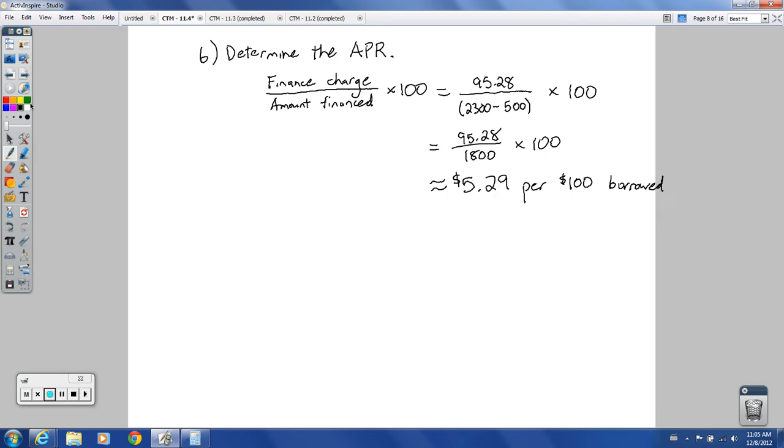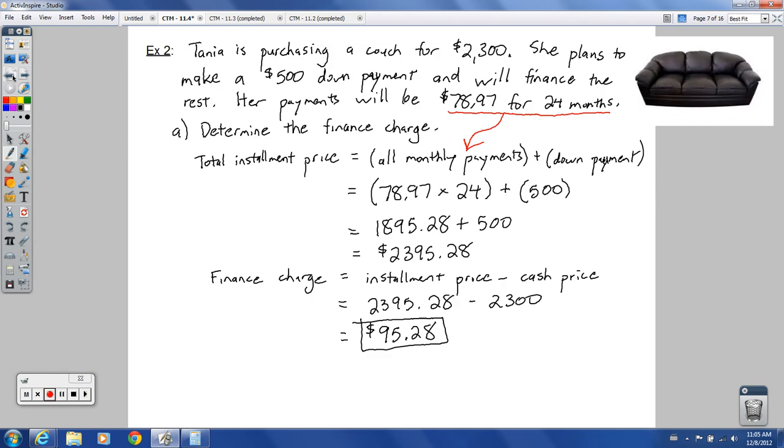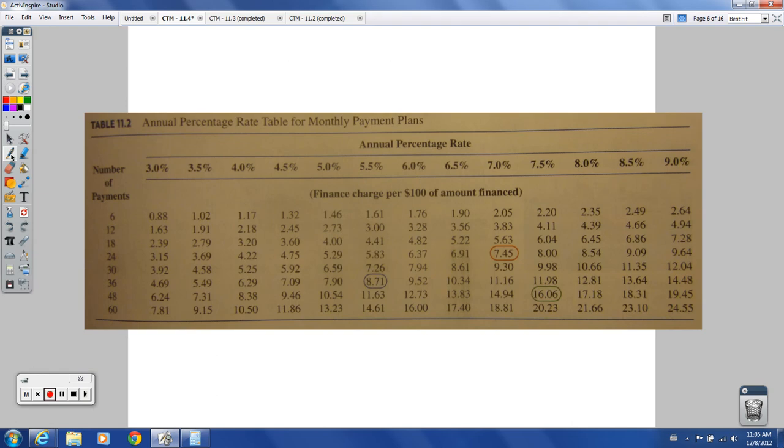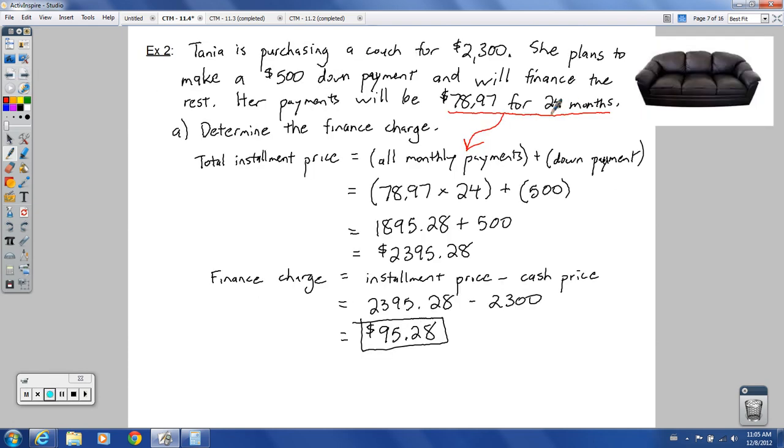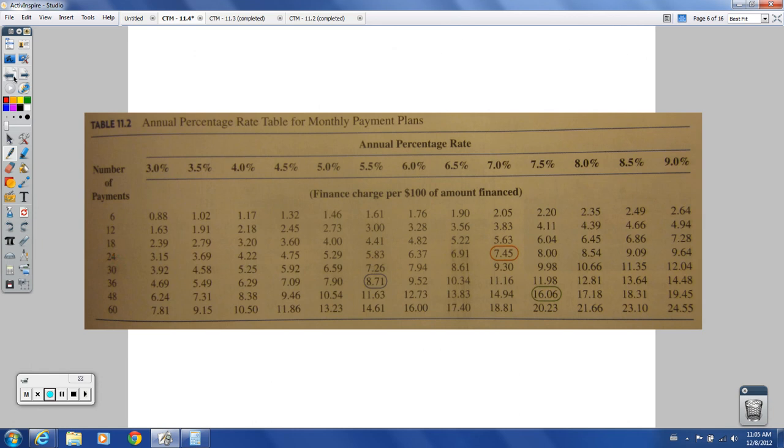So now we're going to go back to that table, 11.2 here, and find the value that most closely corresponds with that. We had 5.29, and Tanya was doing this loan for 24 months. So look for 24 months. Here's 24 months. And look for a value that's exactly that, great. If not, oh, look at that, 5.29. This one worked out exactly. Sometimes it'll be close, not quite. We're just going to round ours to the nearest 0.5%.